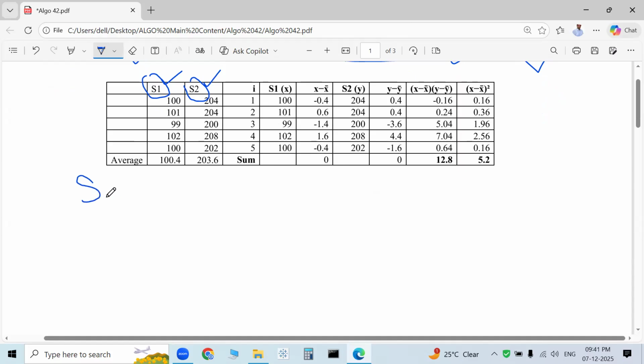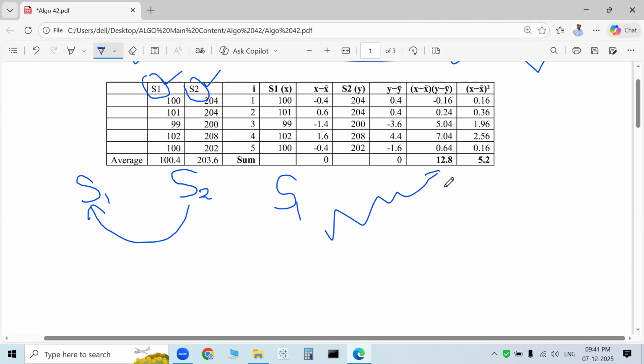Suppose we have two stocks, S1 and S2. They are from the same sector and they follow each other. Let's consider that stock 2 follows stock 1. What does it mean? If stock 1 goes upside, then stock 2 also goes upside. That means S1 has a positive news, so S2 also follows S1.